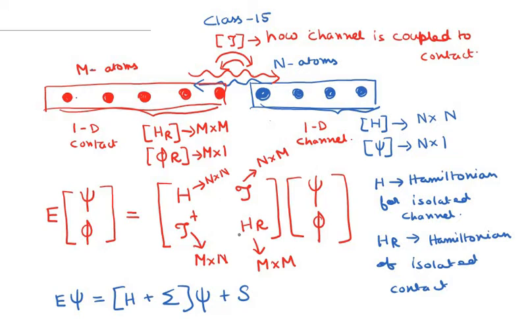I repeat again, why do we want to incorporate the effect of this contact Hamiltonian HR via the terms sigma and S? This is mainly because HR is typically large and the contact is typically semi-infinite. That's why we try to reduce the entire computational burden by incorporating the effect of the matrix HR into the matrices sigma and S. So let's see how to do it.